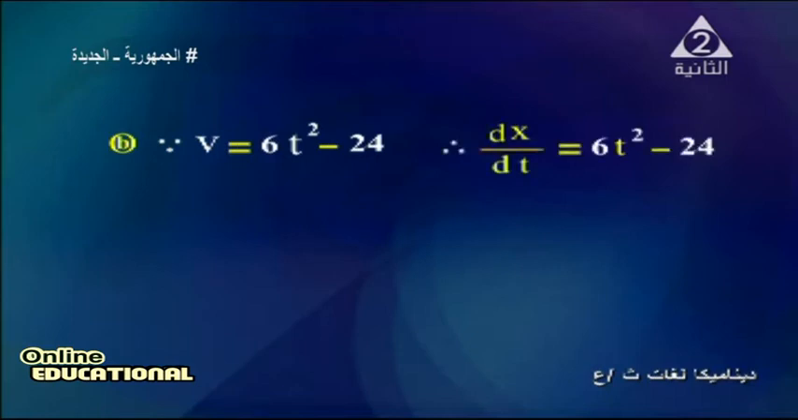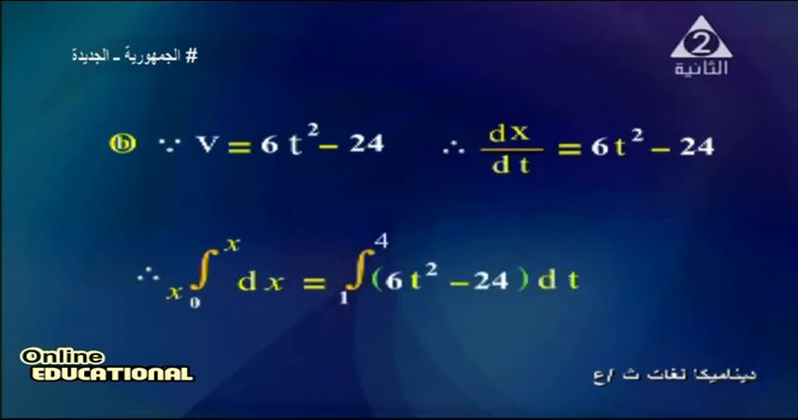And the second required: since the velocity v equals 6t power 2 minus 24, and we know that the velocity is dx/dt, then dx/dt equals 6t power 2 minus 24. Now the integration of dx from x naught to x equals the integration of 6t power 2 minus 24 dt from 1 to 4.